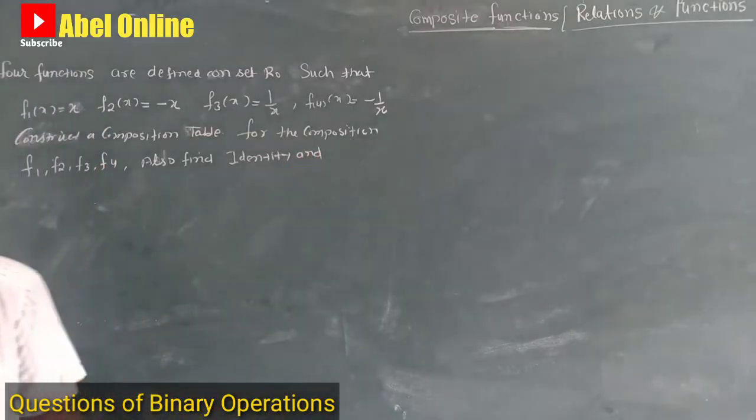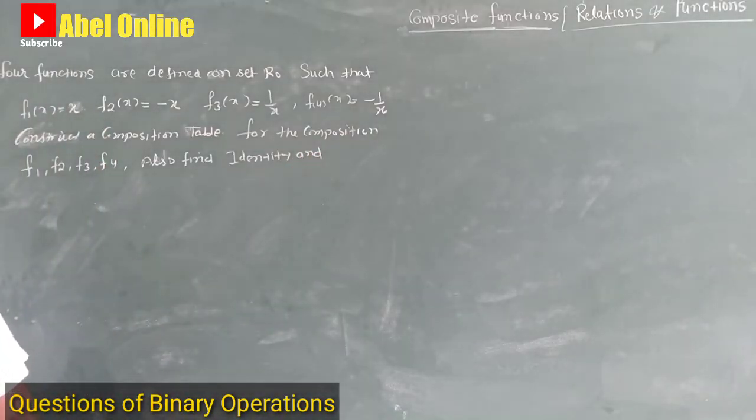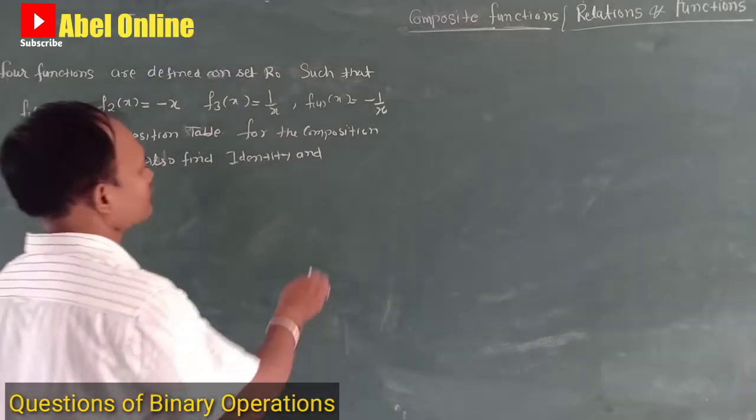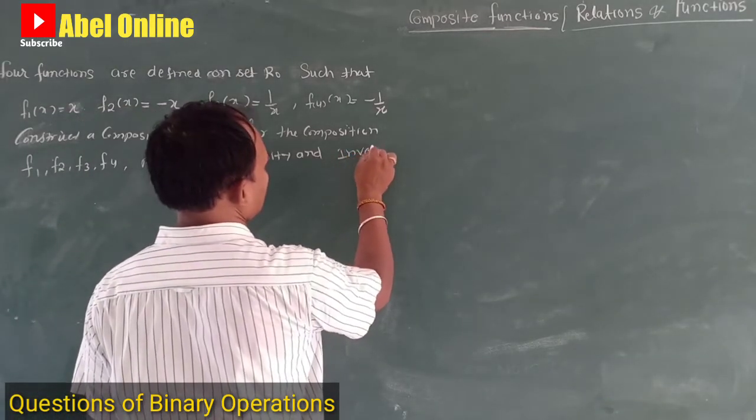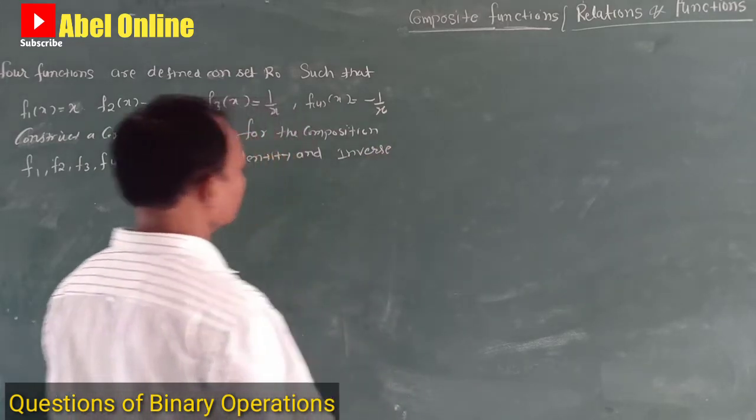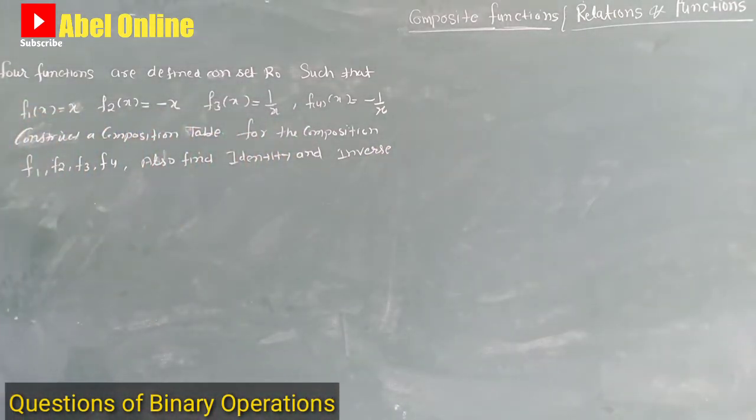And also find identity and inverse. So students, this is question number 5, and I think this is the last question of this exercise. So we have started from question number 1 and this is question number 5. So today we have completed this exercise.